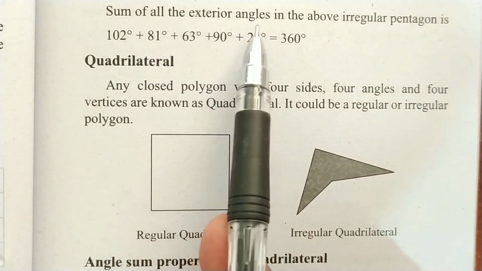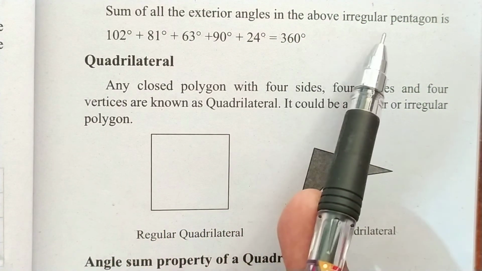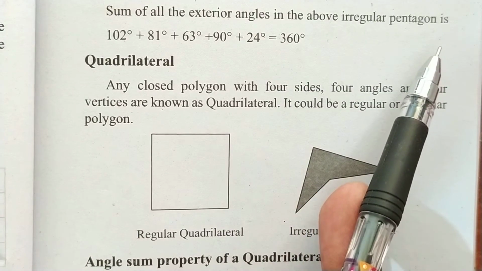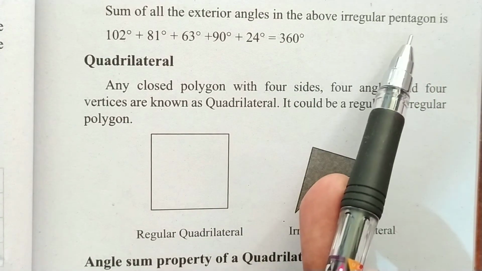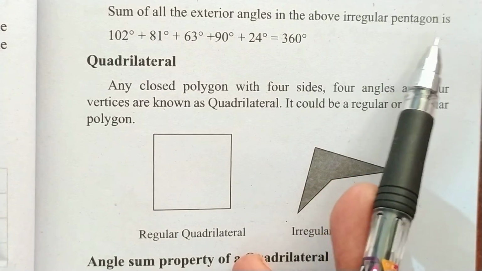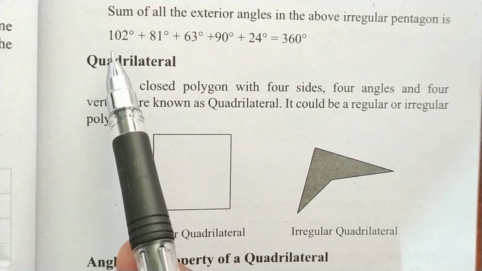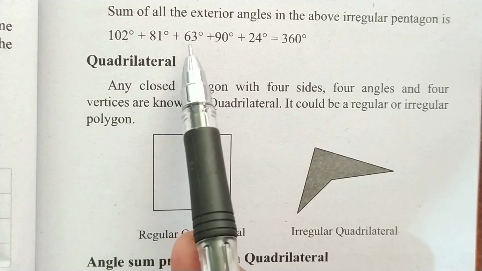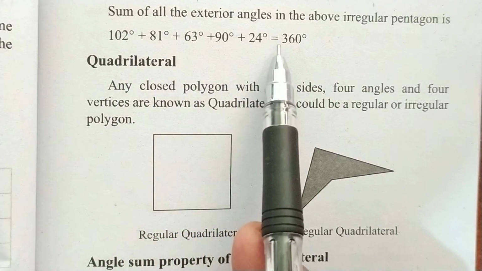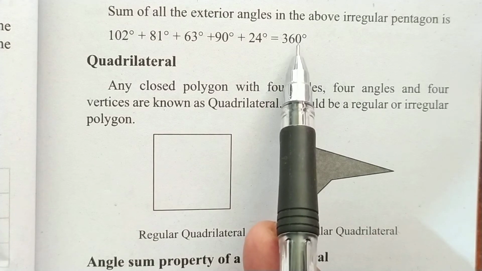Sum of all the exterior angles in the above pentagon, pentagon means a 5-sided figure, is 102 degrees plus 81 plus 63 plus 90 plus 24, which is equal to 360 degrees.